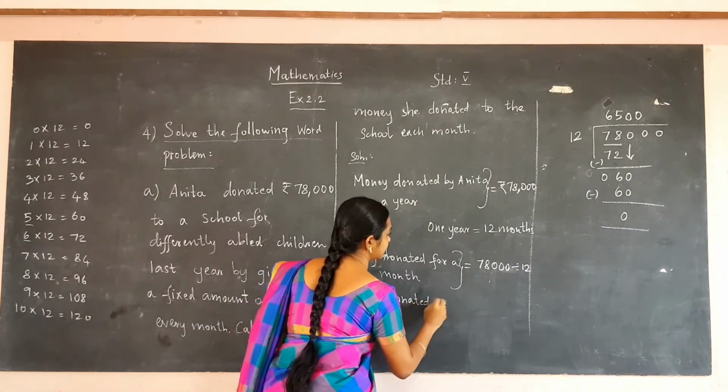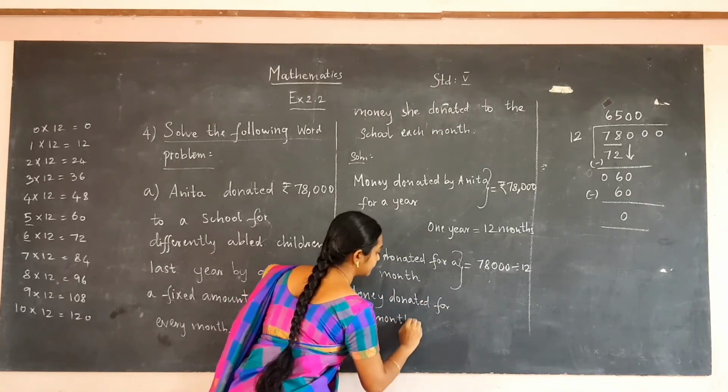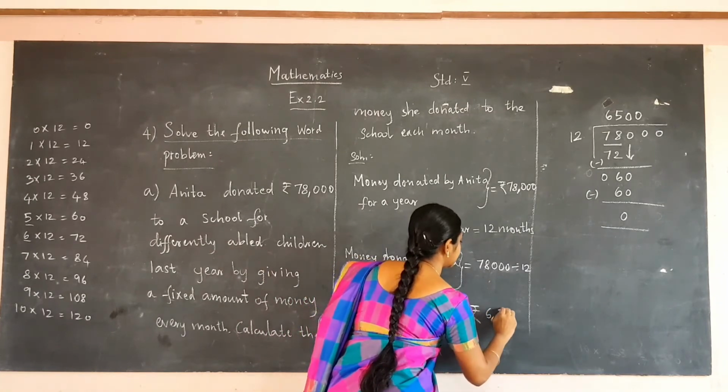Money donated for a month equals rupees 6,500.